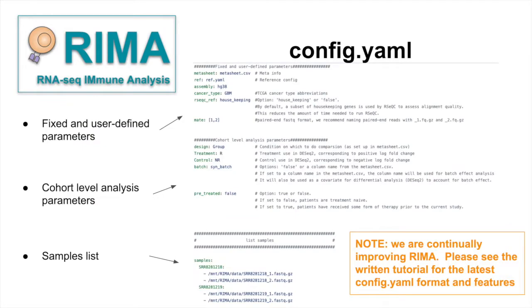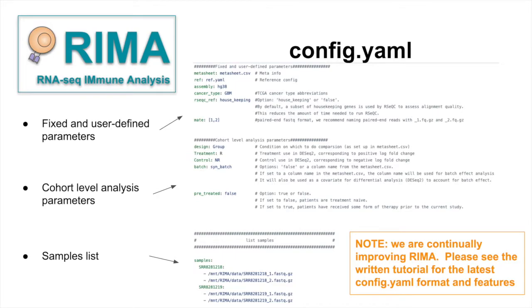The config.yaml file contains individual and cohort level parameters for the analysis. The config.yaml is also where you will provide the names and locations for each of your sample files. We are continually improving RIMA. Please see the written tutorial for the latest config.yaml format and features. Before your first RIMA run, you should update the cancer type in the top section of config.yaml and modify the samples list at the end.